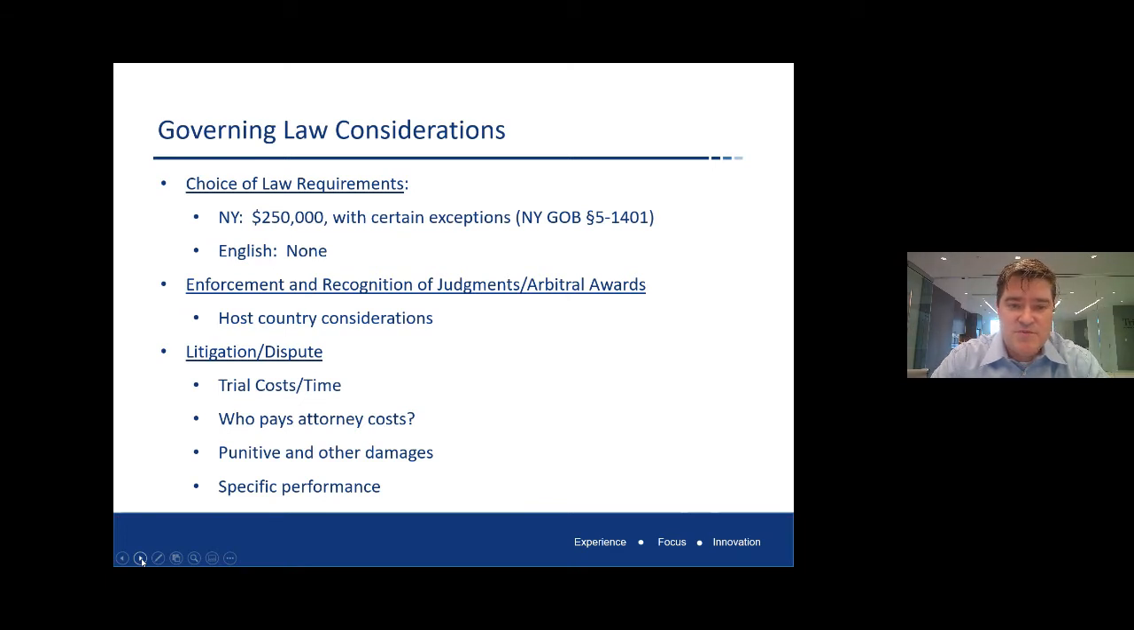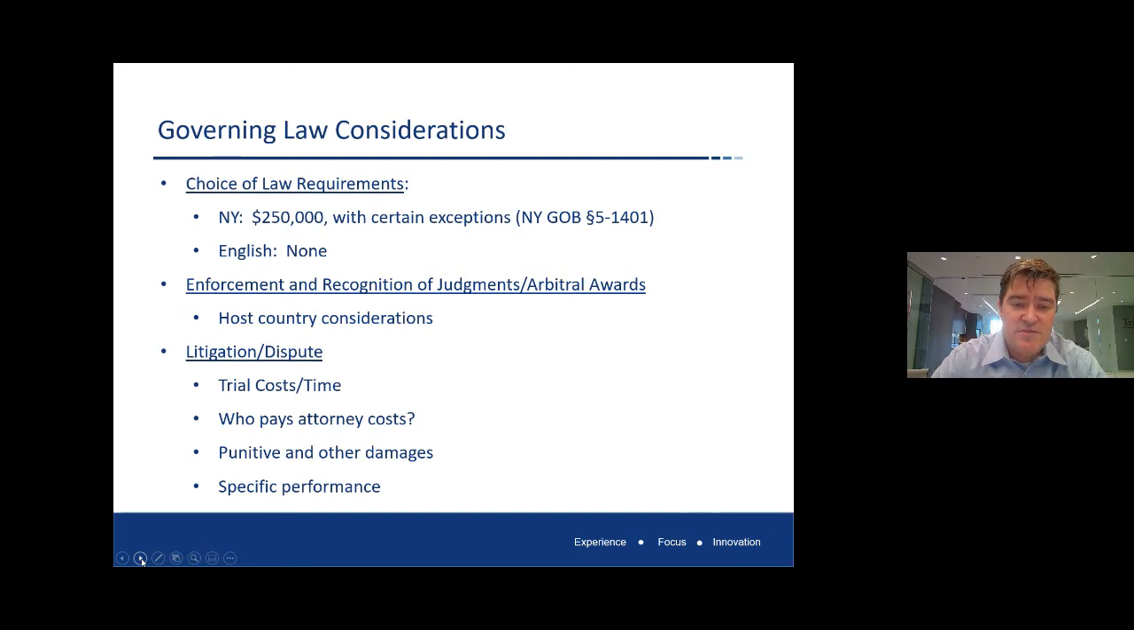So the first point is choice of law requirements. There's not a significant difference here. In New York, anybody can select New York as the governing law of a contract, whether or not you have any connection to New York, as long as the aggregate value of the contract is $250,000. There are certain exceptions, but they generally don't apply to financing transactions. That's basically for personal services and certain security UCC requirements. Under English law, there are no requirements, so anyone can pick English law to govern their contracts.